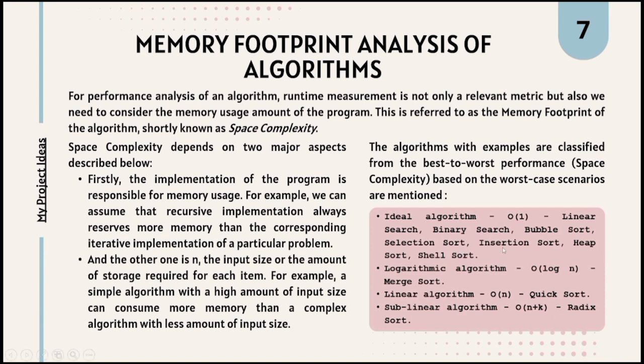So the algorithms from best to worst space complexity are mentioned here. Ideal algorithms with big O of 1 space complexity are linear search, binary search, bubble sort, insertion sort, selection sort. The logarithmic algorithm, big O of log n, is merge sort. The linear algorithm is quick sort, and sublinear is radix sort.